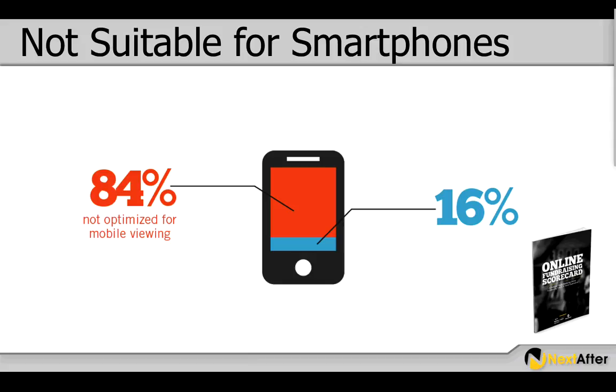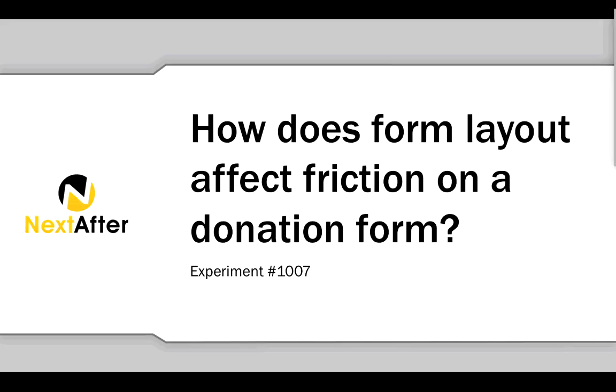Okay, so we looked at some different kinds of friction. We want to spend as much time as we can today on the live optimization portion of the call, but I do want to walk through a few different experiments from our library. So this one is experiment 1007. This is one of my favorites.